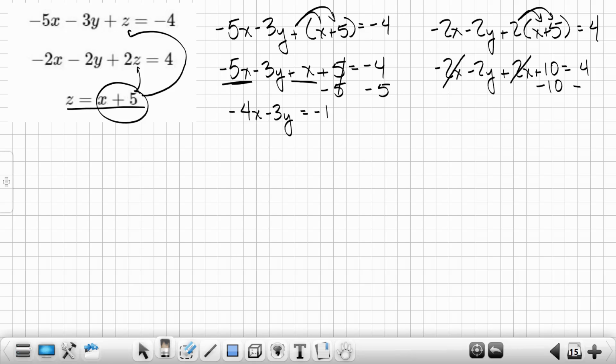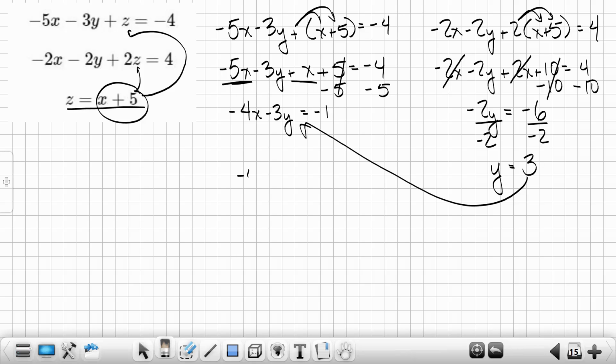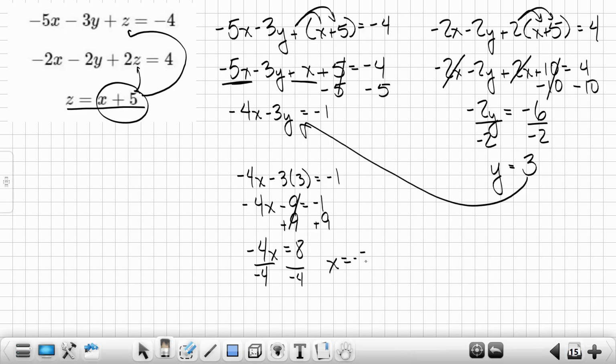And I'm going to move my 10 over. So now I have negative 2y equals 4 minus 10 is negative 6. Divide both sides by negative 2, and I have y equals 3. I like that. So now that y equals 3, I can go ahead and substitute it in for here, and I have negative 4x minus 3 times 3 equals negative 1. That's negative 4x minus 9 equals negative 1. Add 9 to both sides. Those cancel. Negative 4x equals 8. Divide by negative 4. And x equals negative 2.